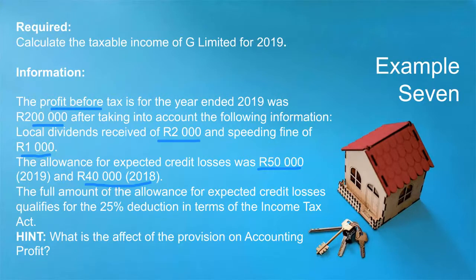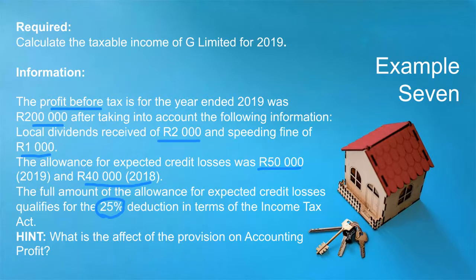The full amount of the allowance for expected credit losses qualifies for a 25% deduction in terms of the Tax Act. That's where I told you I will tell you what percentage to use. That's what it will look like in your test and exam. Now, we need to prepare the taxable income. I'm not going to focus on the permanent differences because they're exactly the same as what we did in the last example, and you guys were pretty good at that.